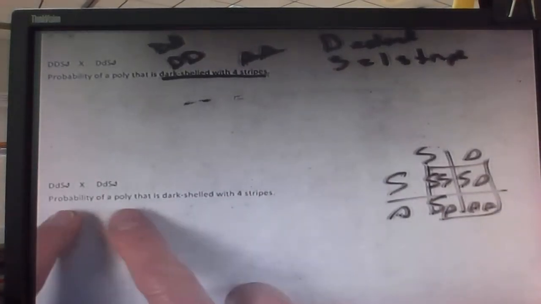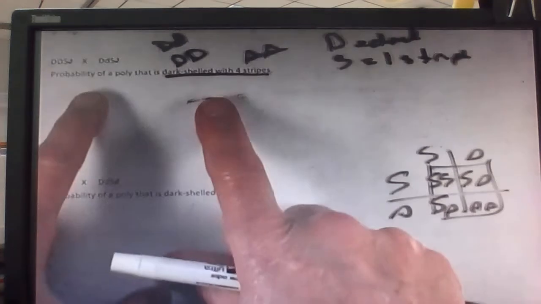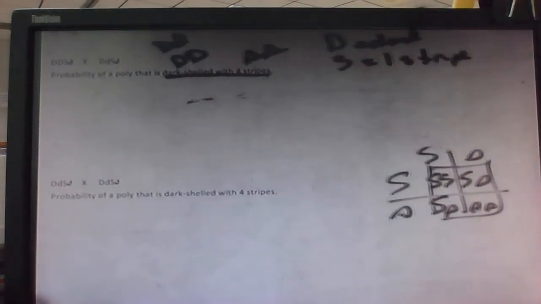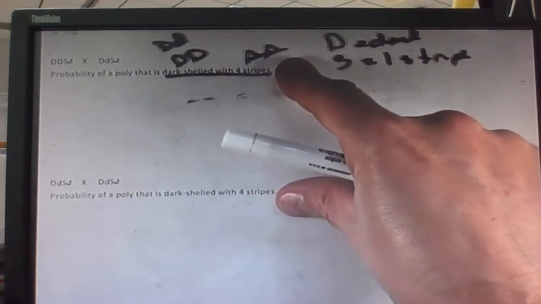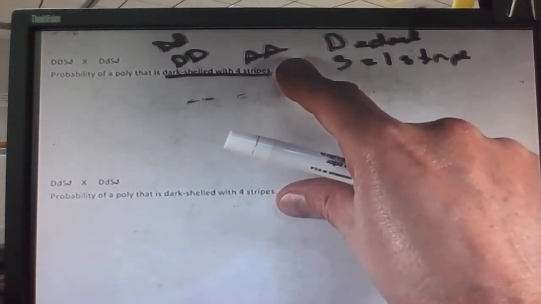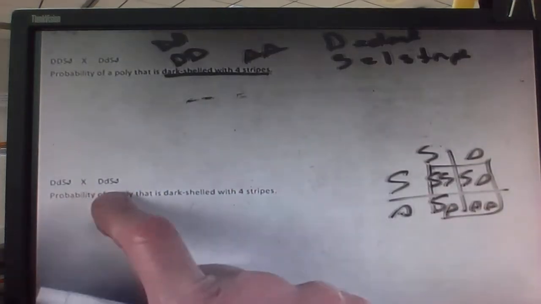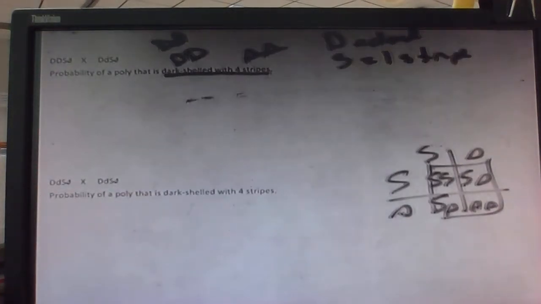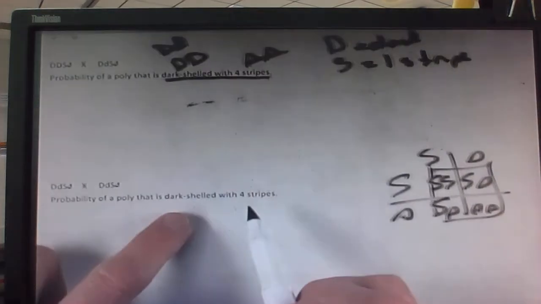All right, probability of a roly-poly that's dark shelled with four stripes. Does that sound familiar? Now does it sound familiar? Yeah. Okay. So, is it the exact same problem? What's different then? Okay, so be careful. This time we've got different parents. All right. So we already did this part though. Let's see if that still applies.